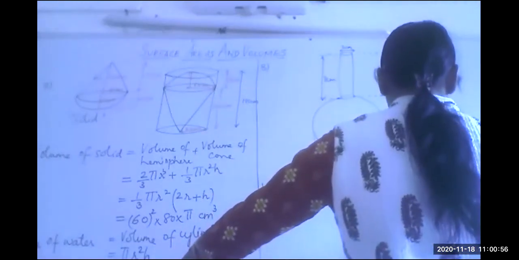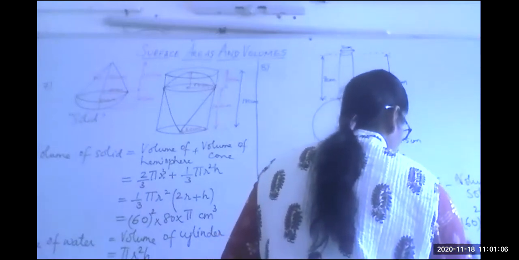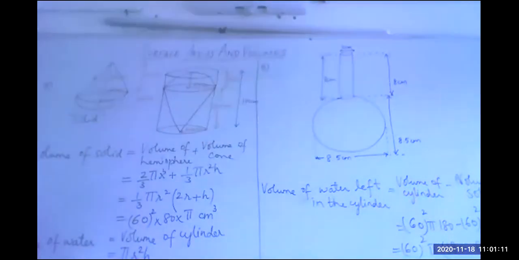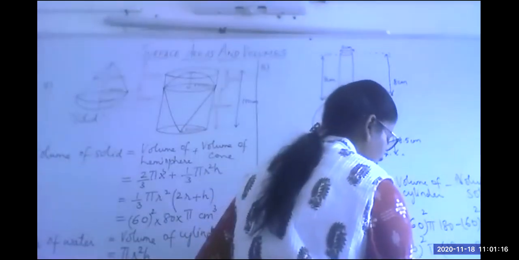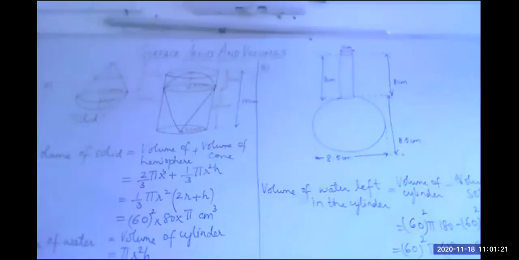This is 60 square pi into 180. This is 60 square pi into 80. So that 60 square pi can be removed as common. Then you have 180 minus 80, which will be 100. So it will be 100 into 60 square into pi. So 60 square, I know, is 3600 into pi into 100. This will be the volume of water left over in your cylinder. So this you should be able to calculate.